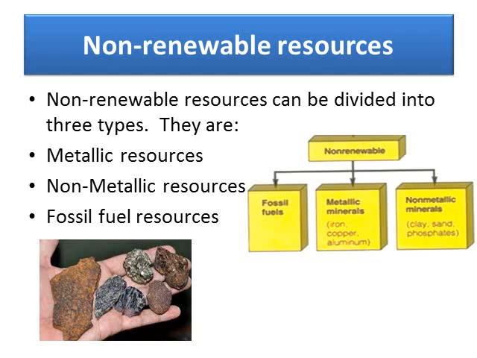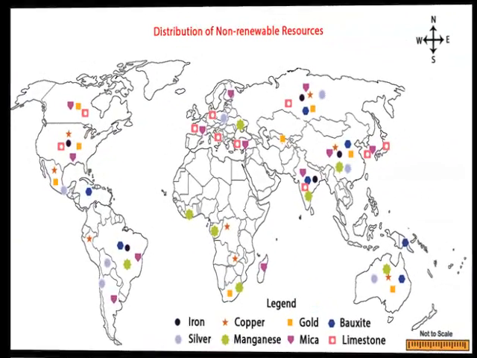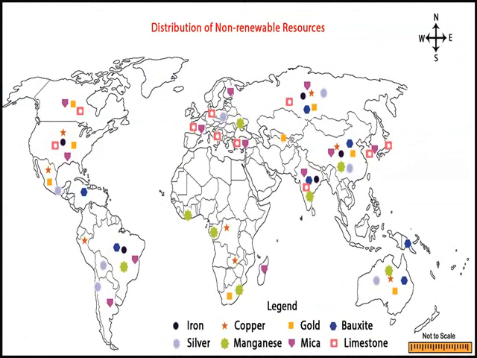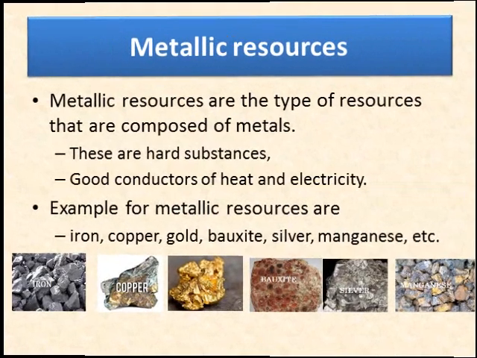In the picture, you can see the distribution of non-renewable resources across the globe. You can see the distribution of iron, copper, gold, bauxite, silver, manganese, mica, and limestone. All these things are used for various industries. For example, iron is used in the steel industry. Children, now we will learn about the metallic resources.